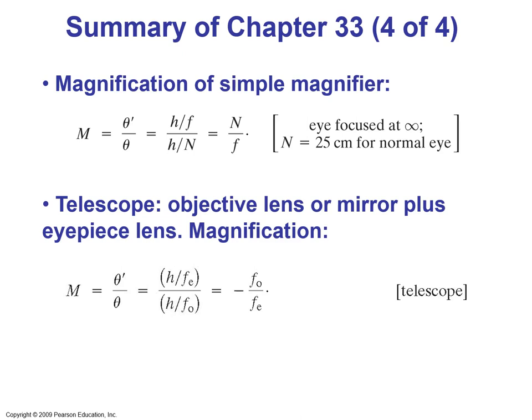A telescope is an objective lens or mirror plus an eyepiece lens. Magnification is defined as, again, theta prime over theta. It's given by h over f eyepiece divided by h over f objective, which results in minus the ratio of the objective focal length divided by the eyepiece focal length.